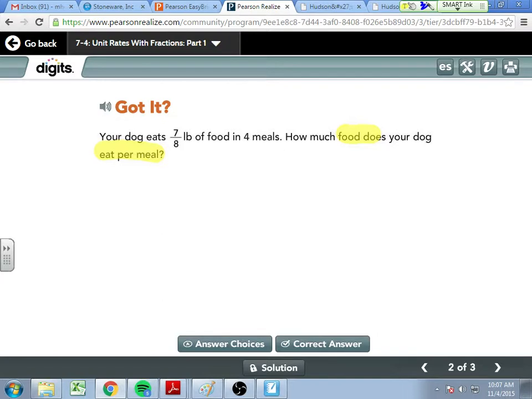So 7/8 divided by 4. Yeah, because of the phrasing, it's really food per meal. So it's really the 7/8 divided by the 4, because it's food divided by how many meals. Now what do I do, Ella?